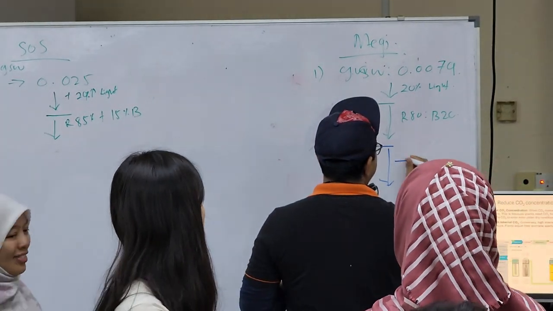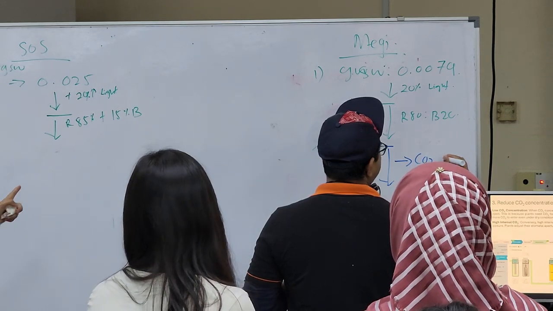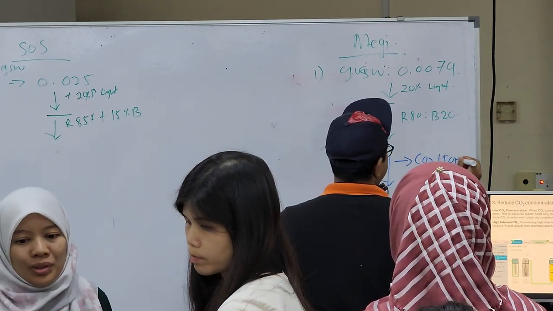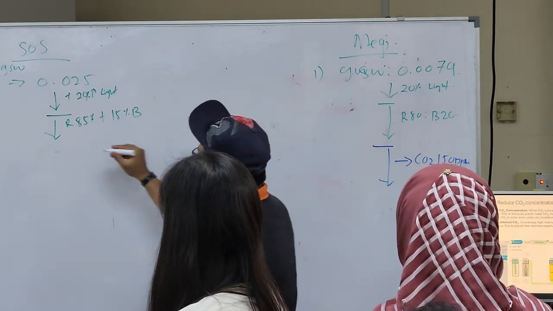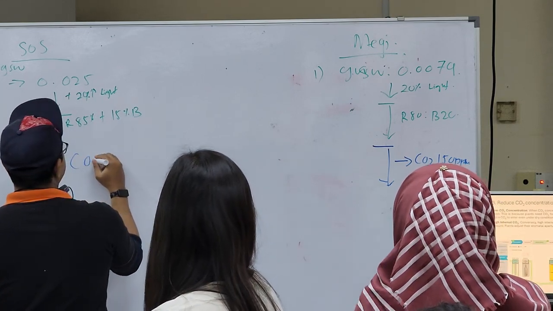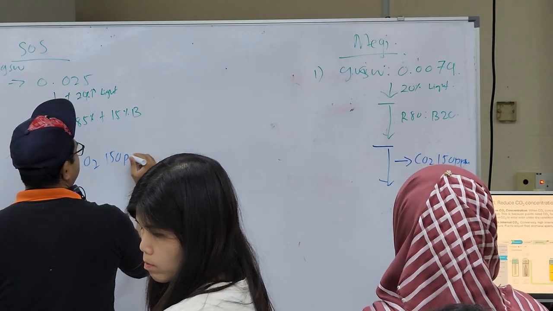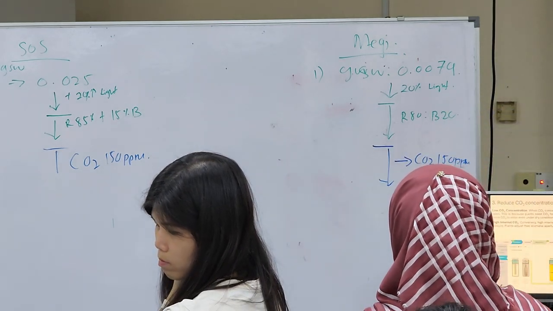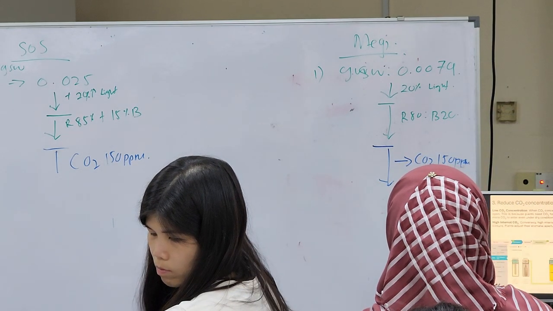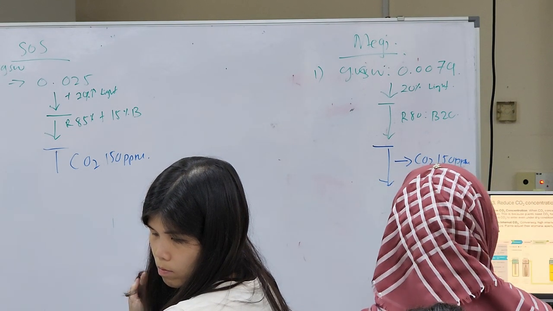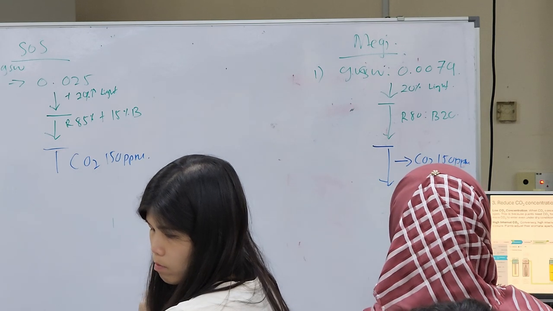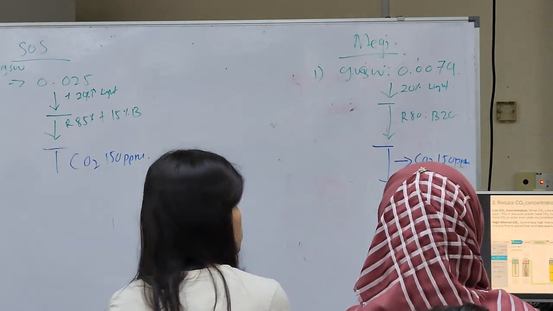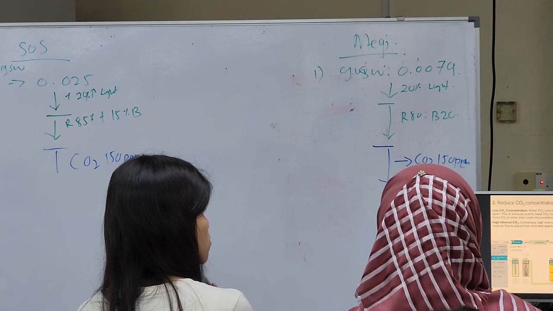Minus CO2, 150 ppm. Bersama CO2, 150 ppm. Okay, change that. Remember, whatever that you set now, later on when you are ready to take measurement, you can go back to the original setting, right?